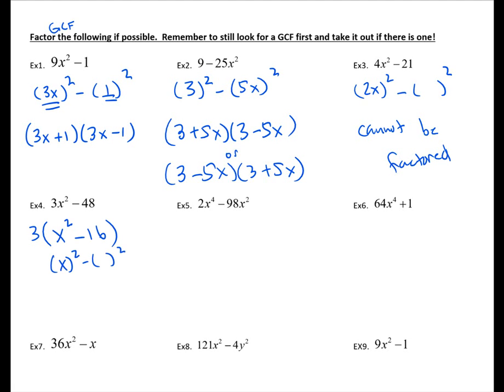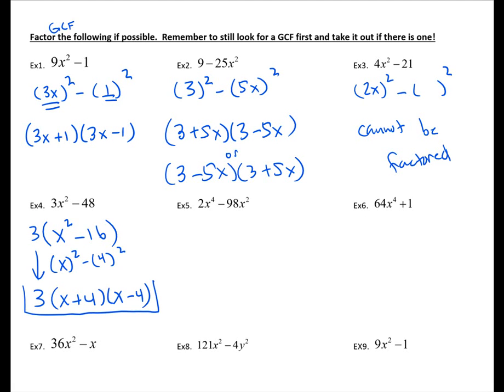That's going to be x, that's going to be 4. So my answer is going to be an x plus 4 and an x minus 4 as my factors. And then don't forget the 3 that you took out at the beginning. That has to be part of your answer. If you forget that, your answer is wrong.